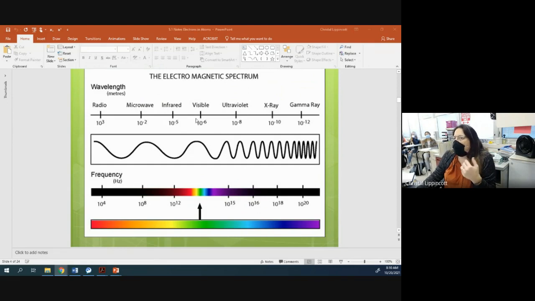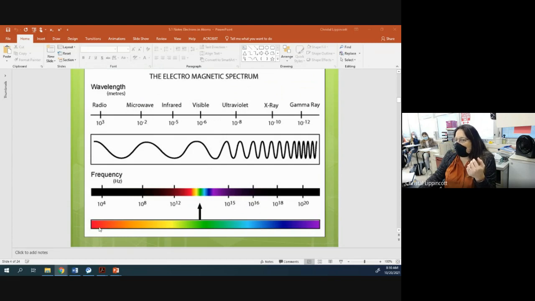So that's kind of interesting. Then we have visible light. This is what our eyes can detect. So this stuff is all around us, our eyes just can't pick it up. But this is what our eyes can pick up. You do have some critters out there that can see this, and some that can see this. We're just not one of those critters.